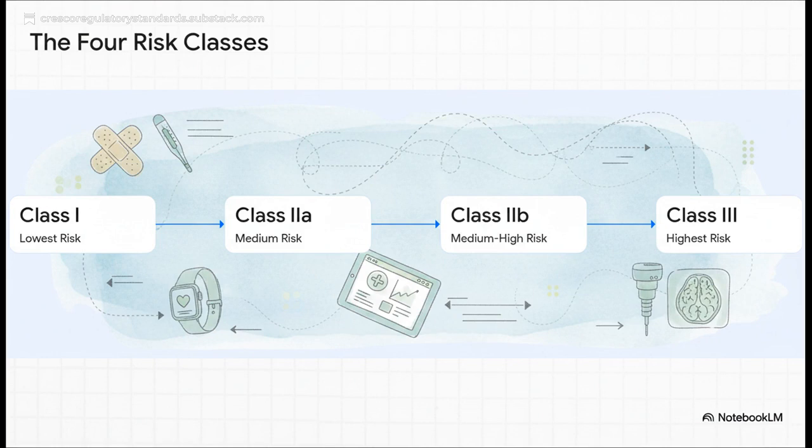Okay, so once you've figured out your software is SaMD, the very next and incredibly critical step is classifying its risk. We're talking everything from Class 1, which is the lowest risk, all the way up to Class 3, the highest. And make no mistake, this single classification will dictate your entire regulatory journey, how long it's going to take, and how much it's going to cost.